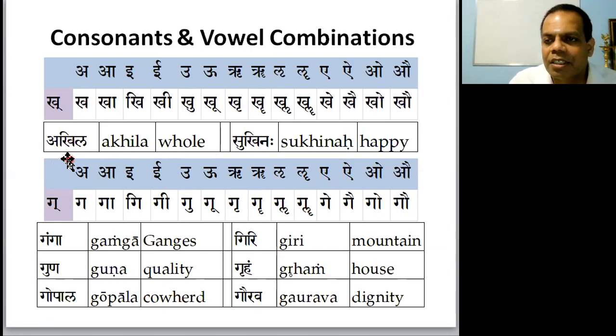The Kha is aspirated, with a little bit of effort and air. You have to say it. Akhila. The next word is Sukhinah. Visarga is there, Ha. Sukhinah means happy. I think all of you come across these words.